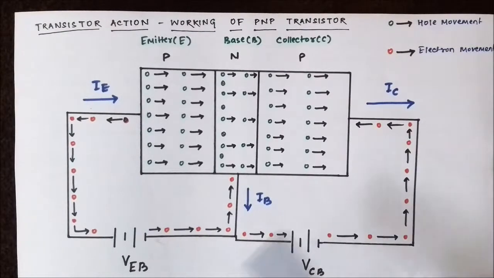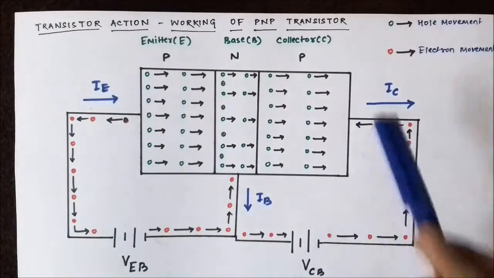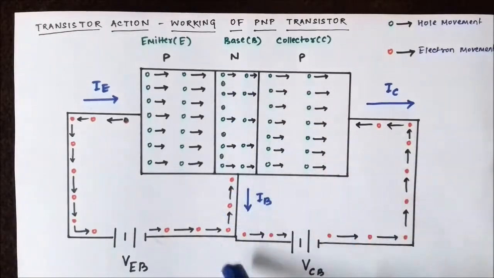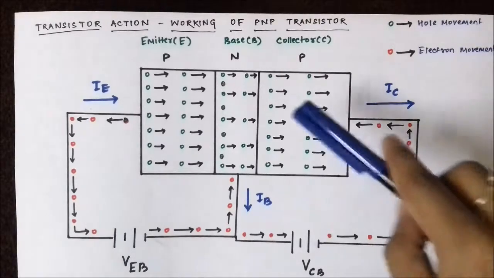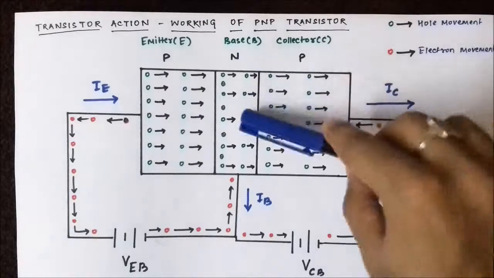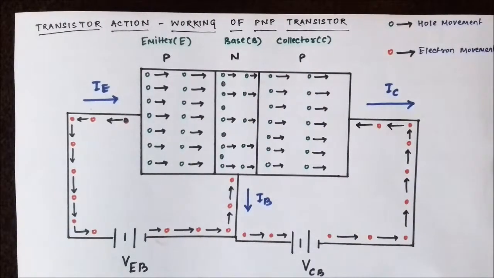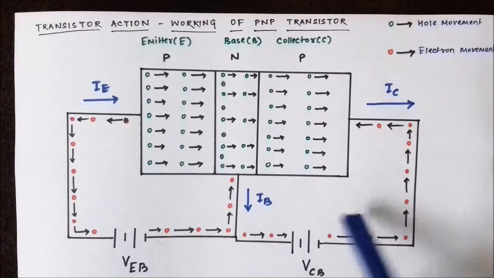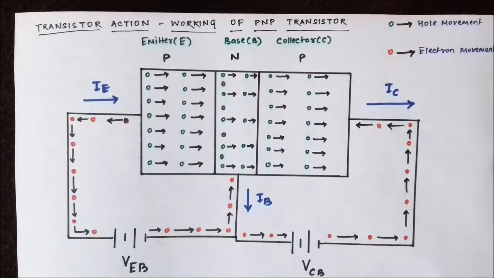Now the collector base junction: here the p-type collector is connected to the negative end of the supply, the collector base voltage, and the n-type base is connected to the positive end. This reverse biases the collector base junction. It is because the collector base junction or the output junction of a BJT is always reverse biased. So we have the emitter base junction forward biased by the emitter base voltage, and the collector base junction reverse biased by the collector base voltage.